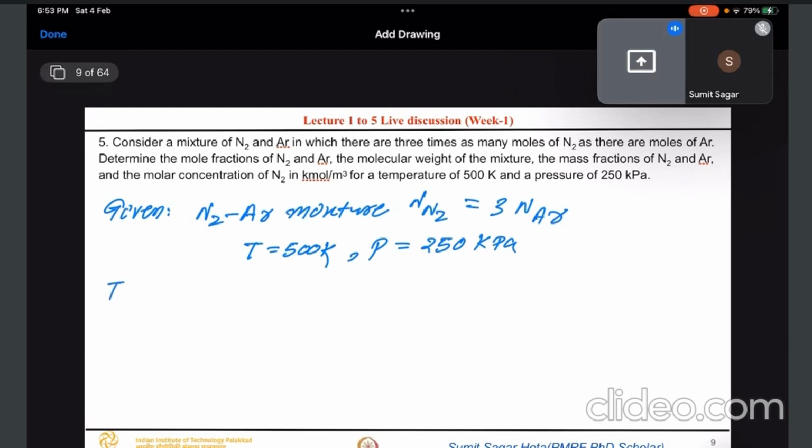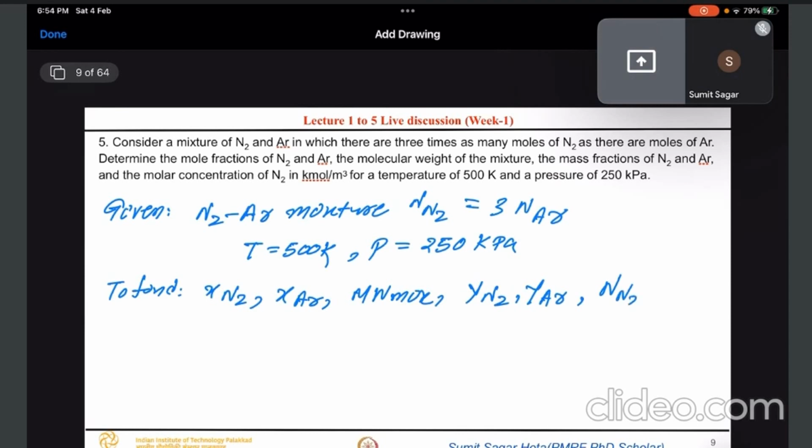To find x of N2, x of argon, molecular weight of the mixture, y of N2, y of argon, n of N2 by summation of volume. What is this thing? You know, it's written the molar concentration of N2 in kilomole per meter cubed. That is this thing. Okay, now you just proceed for the solution.